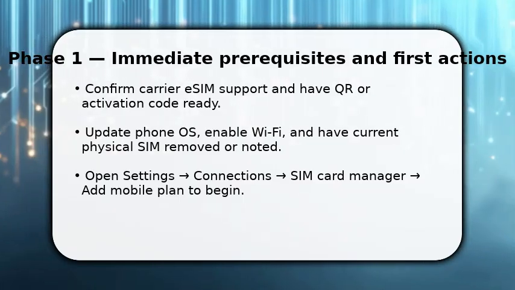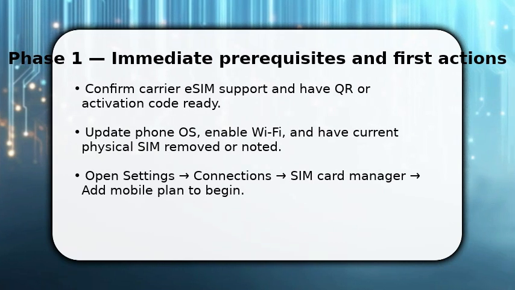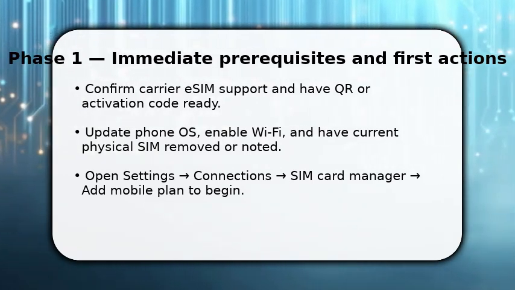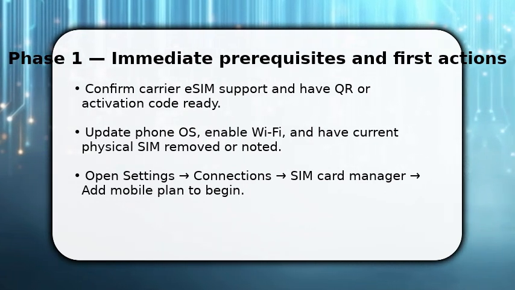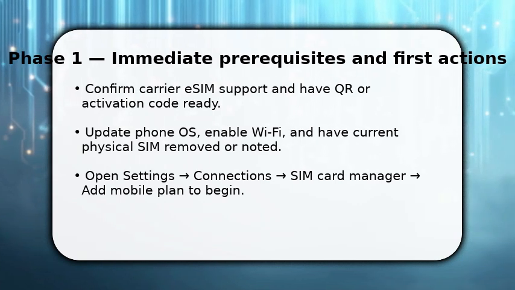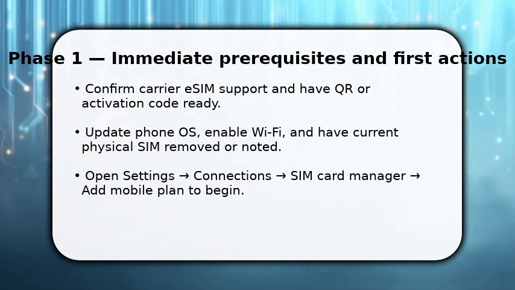You begin by confirming your carrier supports eSIM and by getting the QR or activation code. This is essential because activation needs provider data. Once done, update the phone and enable Wi-Fi to download the profile reliably.